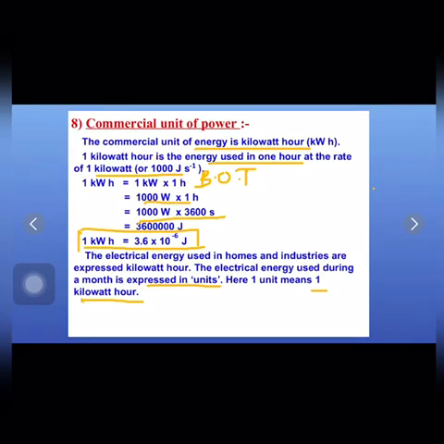I hope this commercial unit of energy, that is kilowatt hour, is clear to you. Our electricity bill basically comes in units. So now you understand that 1 unit means 1 kilowatt hour, and the relation between the kilowatt hour and the joule is 3.6 into 10 raised to the power 6.